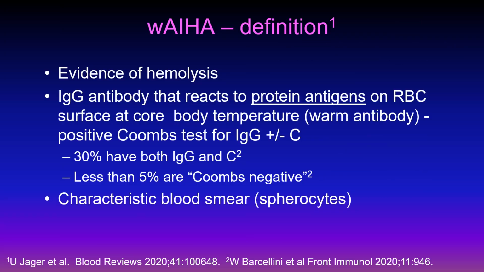So coming to another definition, warm autoimmune hemolysis, by definition, is evidence of hemolysis and an IgG antibody that binds to proteins. This is the Coombs test I mentioned to you a few minutes ago. About a third of the patients have both IgG and complement, and maybe 5% of people are called Coombs negative, meaning the test is negative. That's a topic for some other time. So we need hemolysis, we need a Coombs test, and we need a characteristic blood smear that your doctor should look at. And I hope your doctors have showed you pictures of your blood to let you know what's going on here.